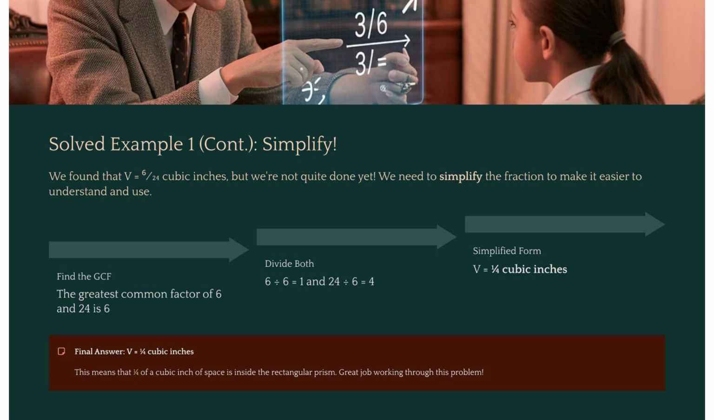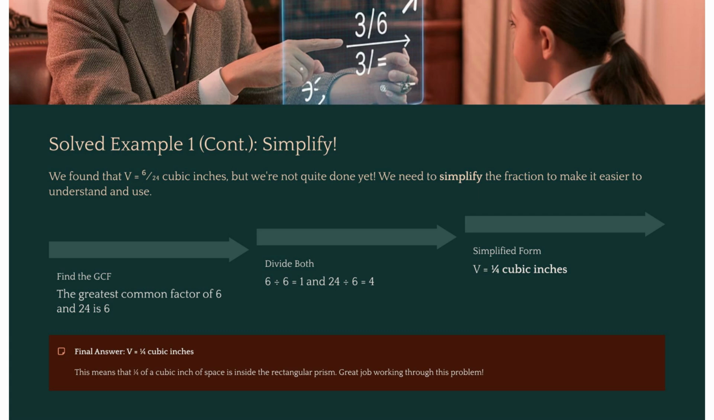But you should always simplify your final fraction if you can. Both 6 and 24 can be divided by the number 6. 6 divided by 6 is 1, and 24 divided by 6 is 4. That means the volume is 1/4 cubic inches.